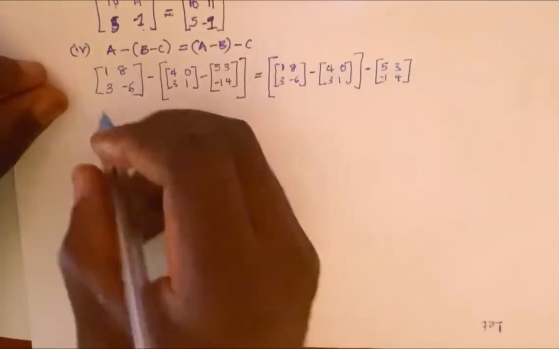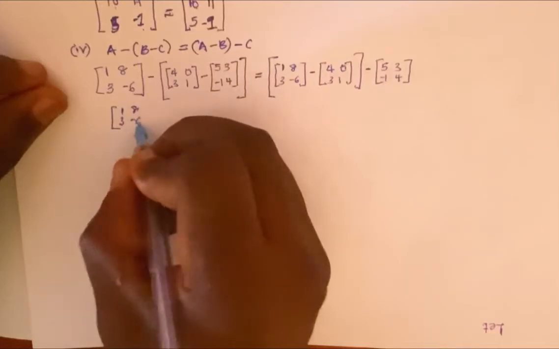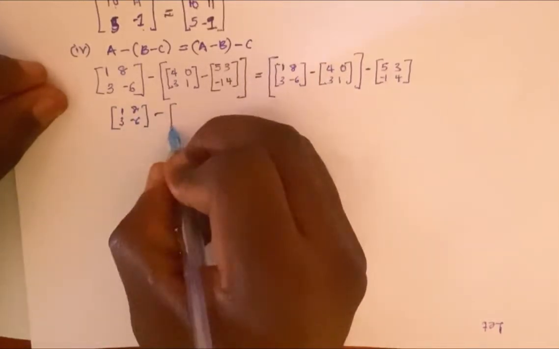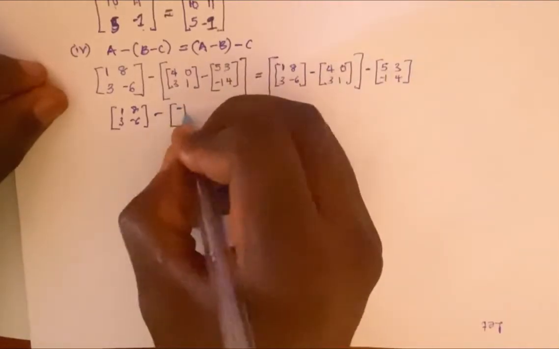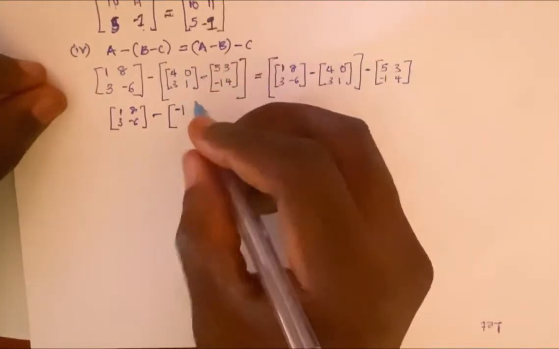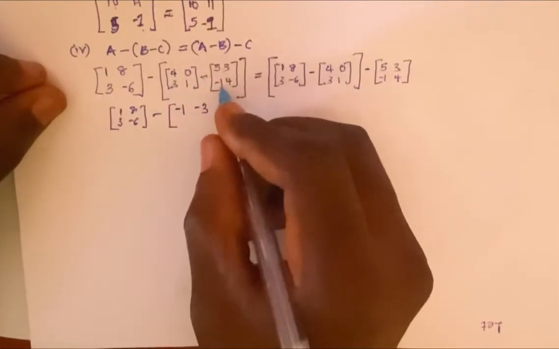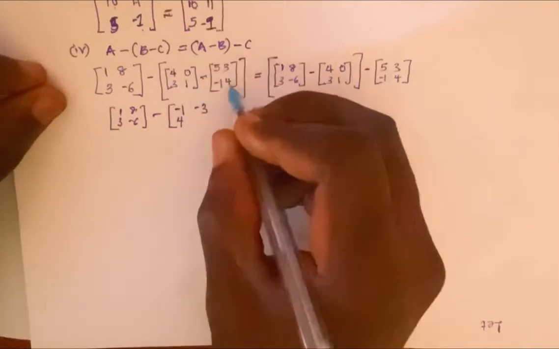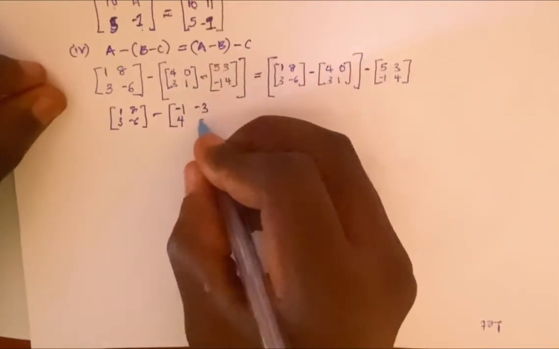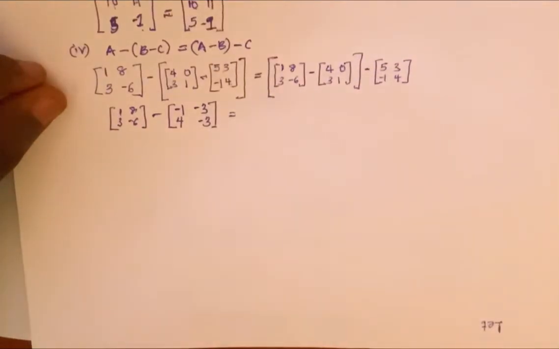Now the first case, I need to deal with the brackets first. I'm having 1, 8, 3, and minus 6, right? So simplifying this, that will be 4 minus 5 giving me minus 1, right? 0 minus 3 giving me minus 3, right? 3 minus 1, that's 4, right? 1 minus 4, that's actually minus 3, right? So that's for this. So now let's move to the next one.